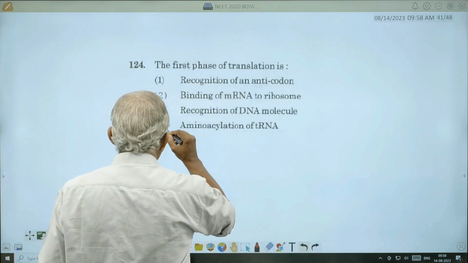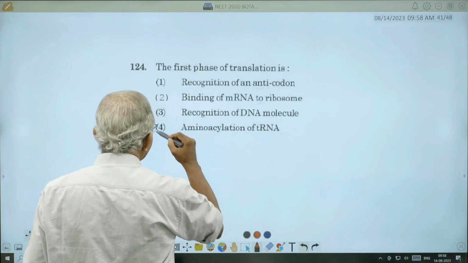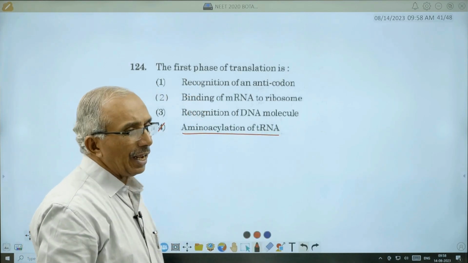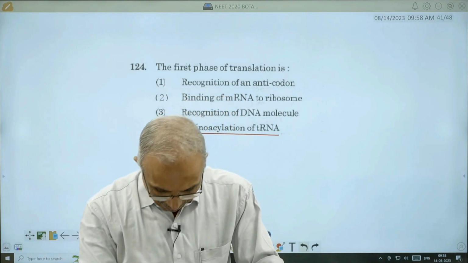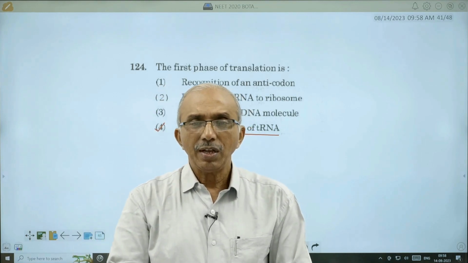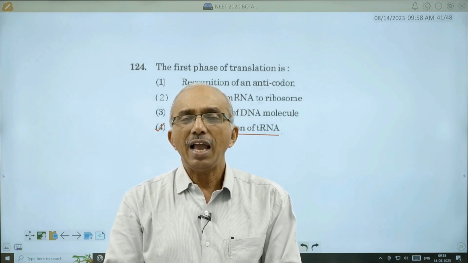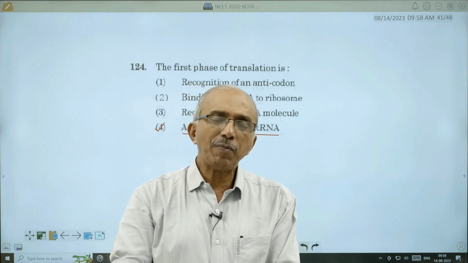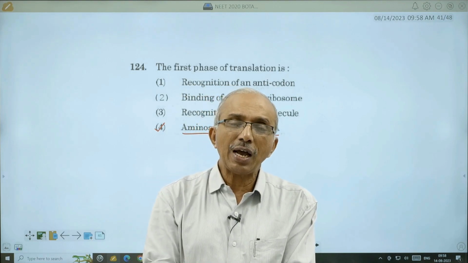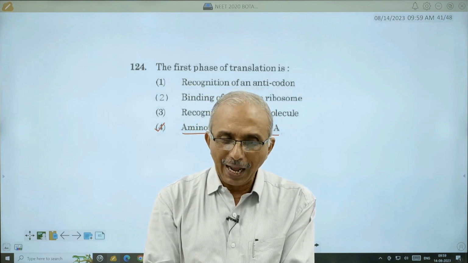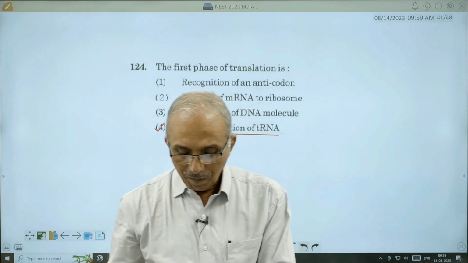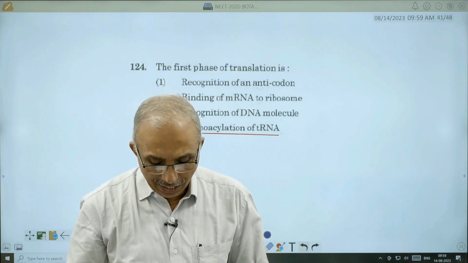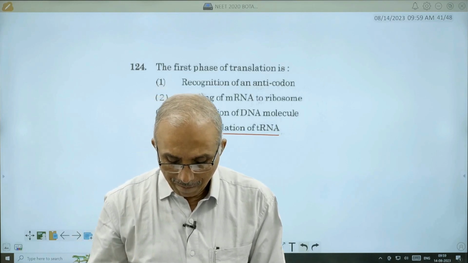The first phase is aminoacylation of tRNA. During this phase, amino acids are activated and attached to the respective tRNA. Then next are initiation, elongation and termination.